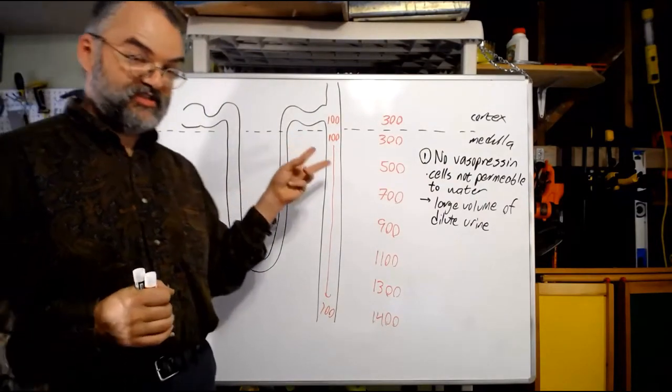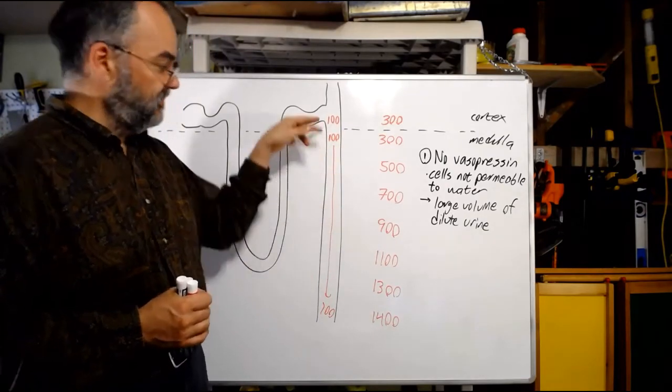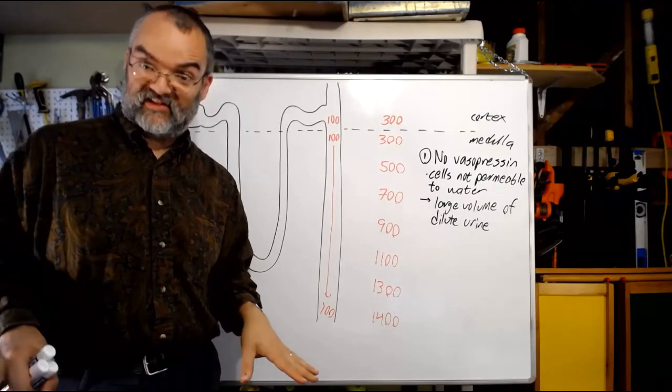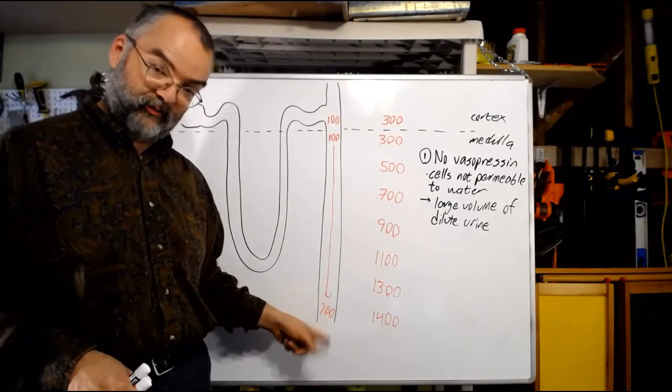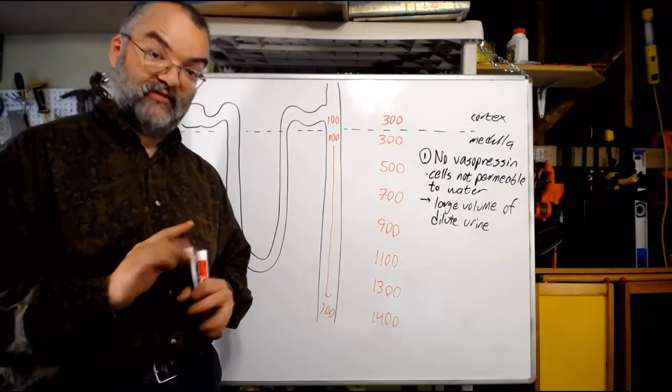So hopefully you see why that is. Without vasopressin, these cells are not permeable to water, so the stuff coming down here doesn't lose any water, and that water leaves the body. It's excreted. Here is where we're joining onto the renal pelvis, to the ureter, to the bladder, on out. So that's scenario 1, if there's no vasopressin.